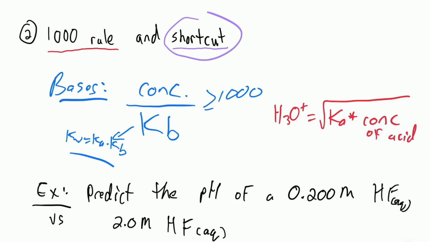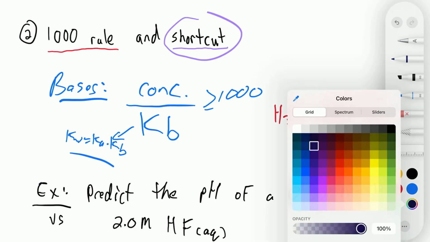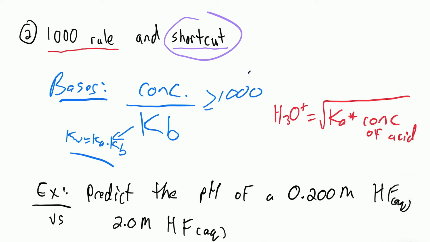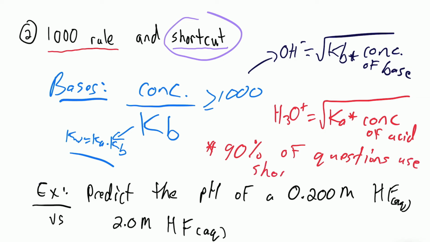The only thing is that the formula looks a little different because remember, bases don't release hydronium, right? They release a substance called hydroxide. So our shortcut would look like this. It'd be OH- is equal to the Kb multiplied by the concentration given of the base. And I would say that when it comes to these, approximately 90% of questions use these shortcuts. Okay? So before you start solving any of these, always do the 1,000 rule test first.